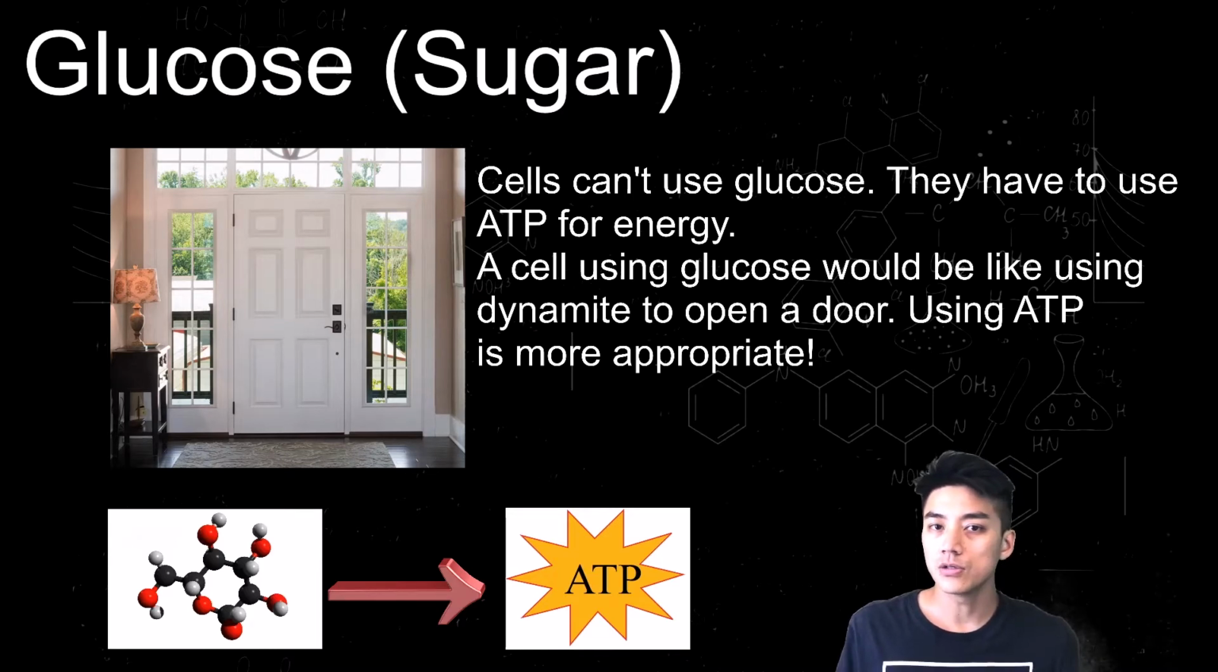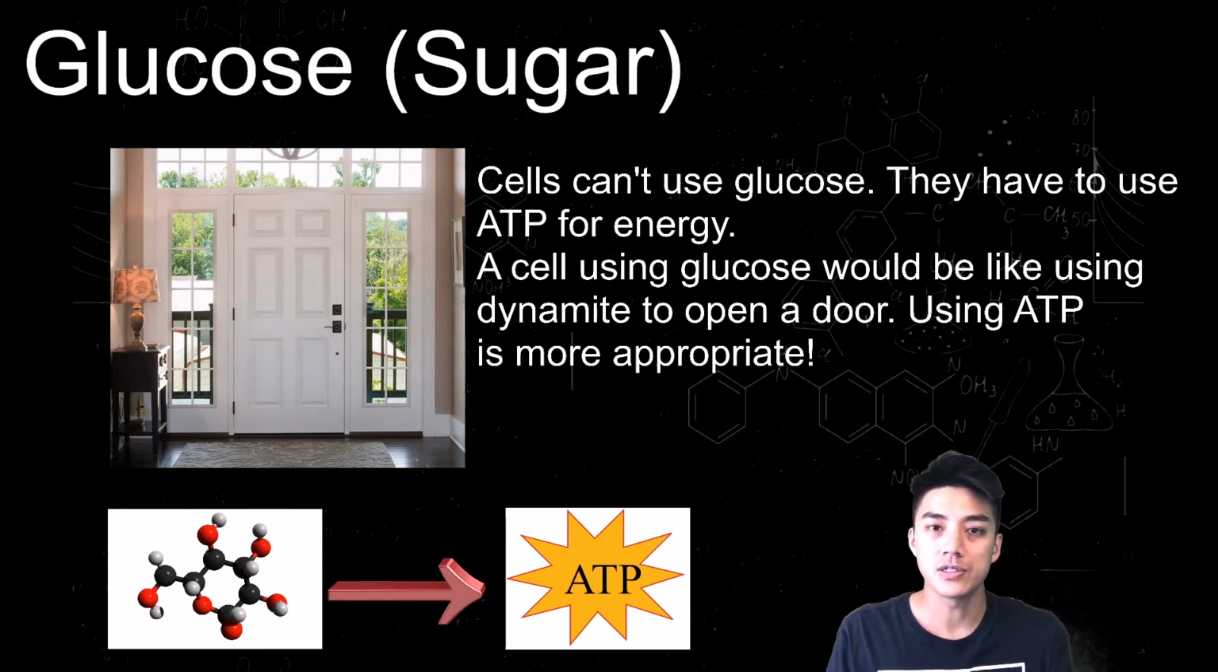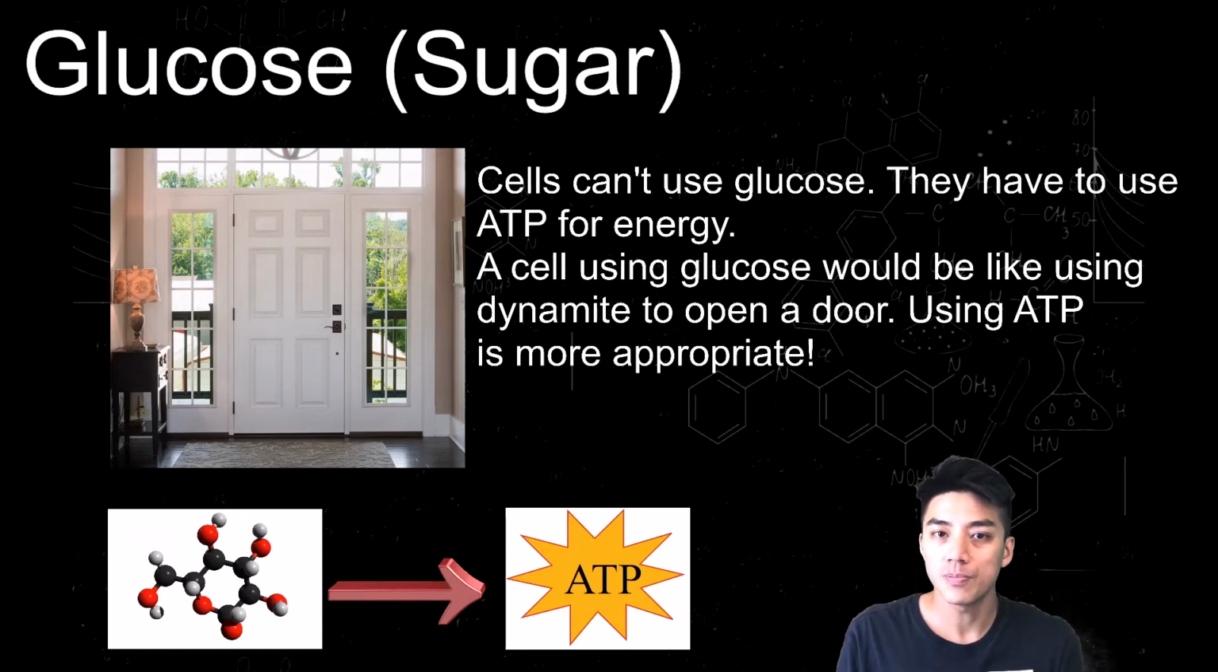A cell using glucose would be like using dynamite to blow a door open, when all you have to do is just let yourself in by turning the knob. That's what ATP is. It's just small packets of energy that's more appropriate for the cell to use.